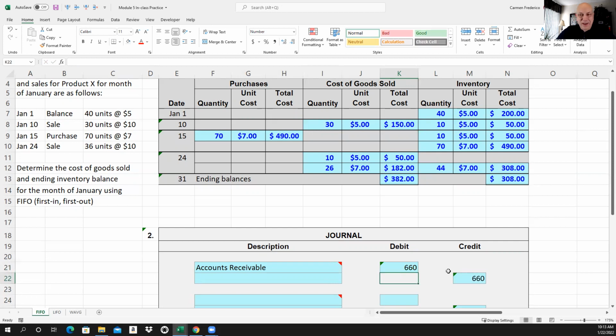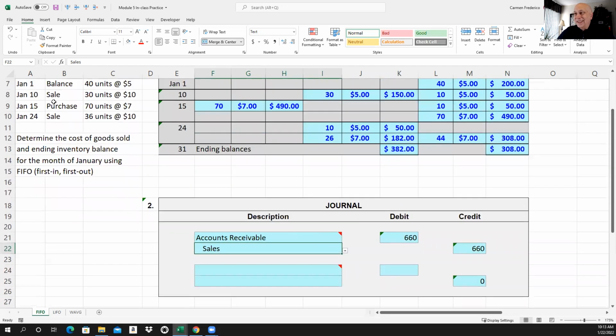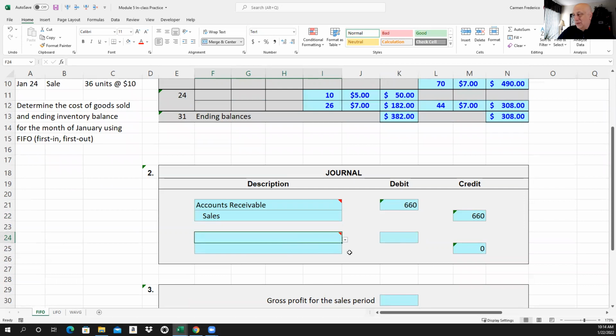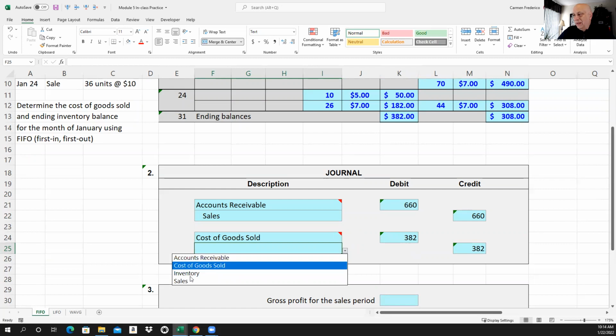That's $660 of accounts receivable, and the corresponding entry is to sales, right? So we debit accounts receivable and we credit sales to record the sale of the 66 units. At the same time, we have to record the cost of goods sold because inventory is leaving the building. The cost of goods sold, we already calculated that. That's $382 for the month. And we record the movement of inventory leaving the building, $382.